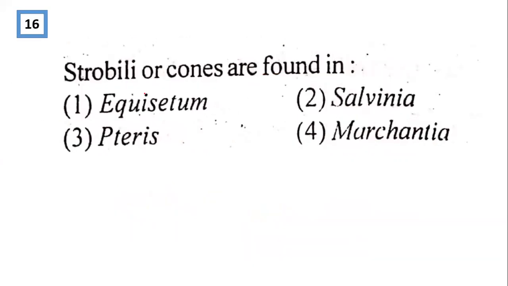Question number 16, an easy question. Strobili or cones are found in Equisetum, Salvinia, Tracheophyta, and Marchantia. Yes, there is no doubt. You have the diagram in your NCERT. They are found in the Equisetum.